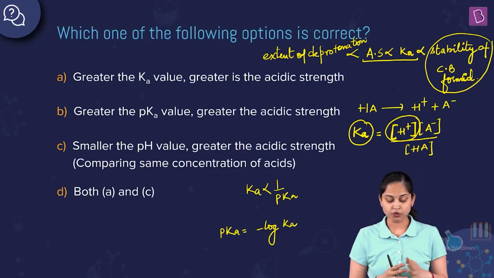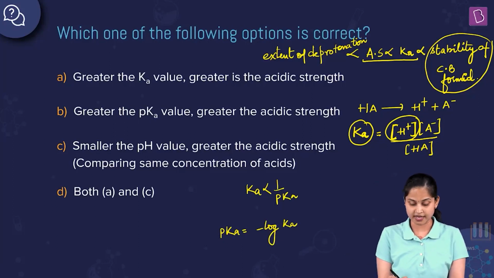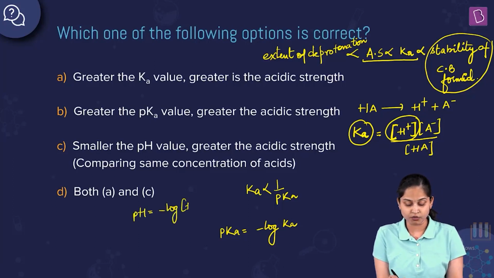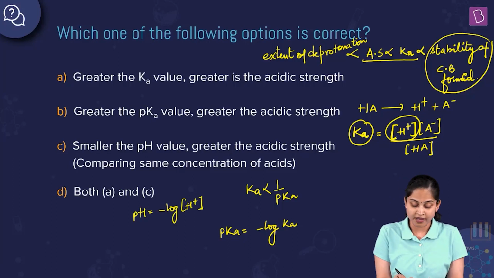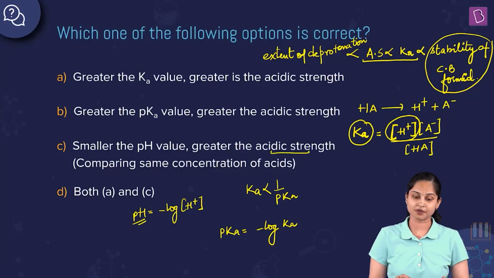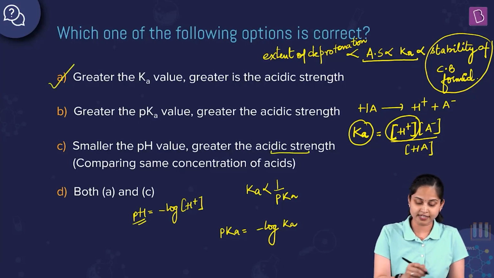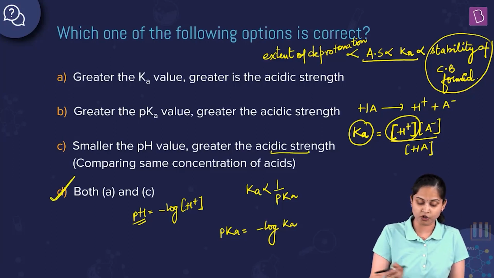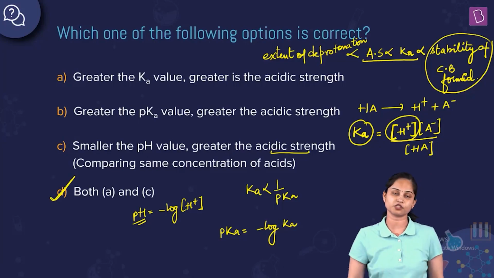Smaller the pH value, greater the acidic strength. Yes. See, pH is equal to negative log of hydrogen ion concentration. If the value of pH is smaller, acidic strength will be greater. That's absolutely right. Both A and C are right. Yes. Option number A is right and option number C is right. So in turn, we can say that option number D is right because both A and C are the correct options for this question.